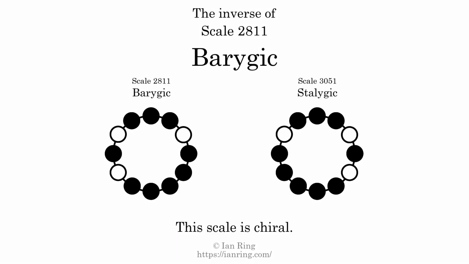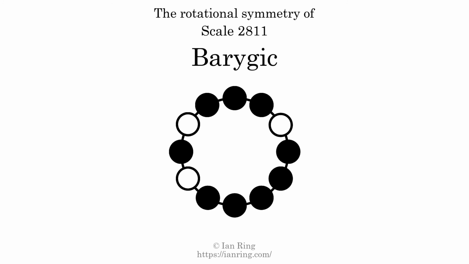The inverse of a scale is a mirror image. It is what you get when the sequence of intervals is reversed. The inverse of this scale is scale 3051, also known as styligic. This scale is chiral. It cannot transform into its inverse by rotational transformation. This scale has no rotational symmetry.